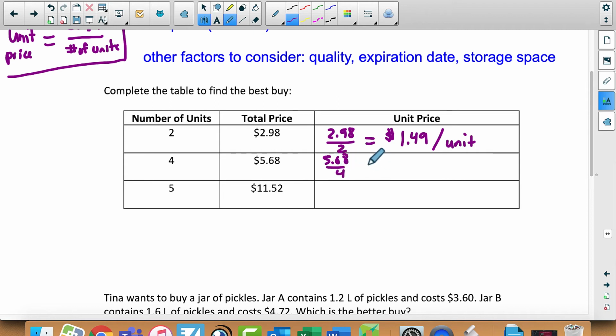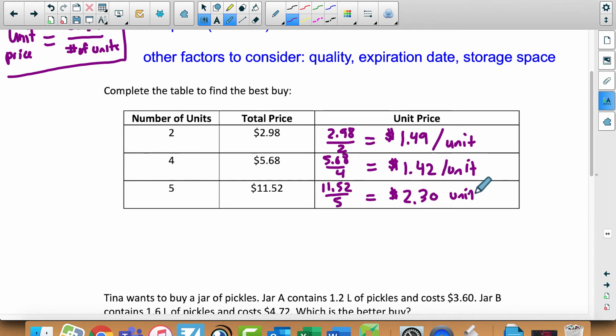If I want to get the unit price of this, I would go $5.68 and divide it by 4 this time. And that equals $1.42 per unit. And the last one, if I took $11.52 and divided it by 5 units, I get $2.30. Always round it to 2 decimal places because we're talking about money here.